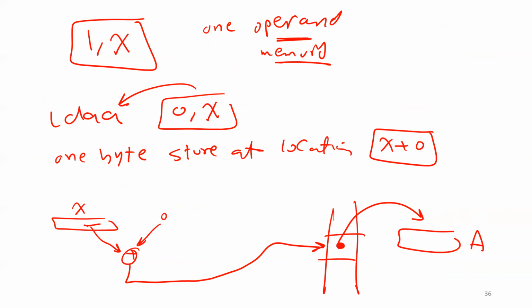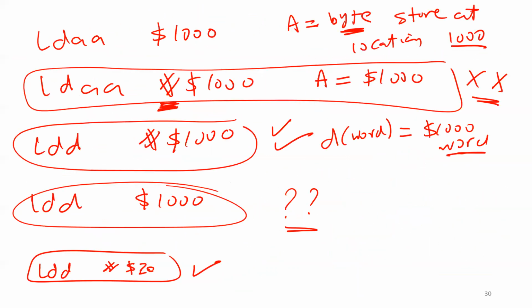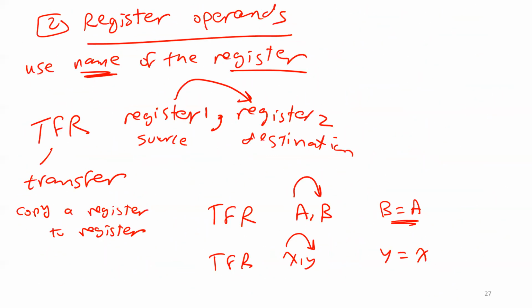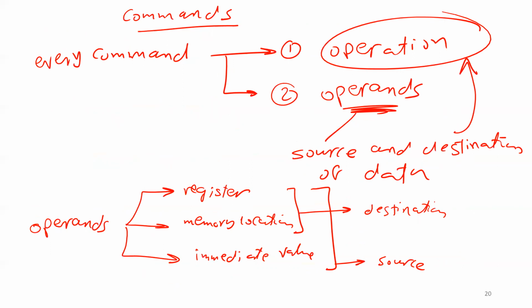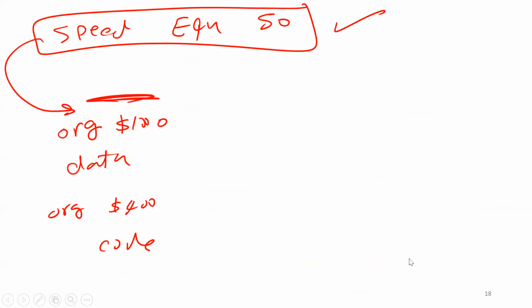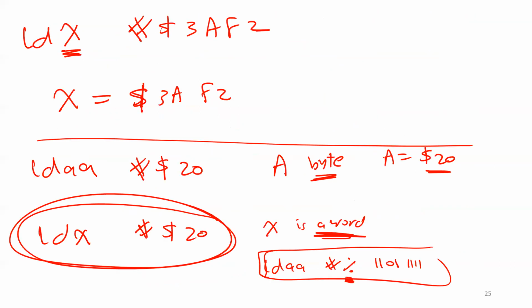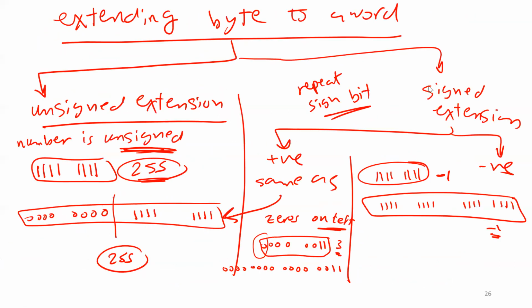Again, what does extension mean? Extension means I have a number. This number is stored in a byte. I want to get the same number, but stored in a word. Same number. Actually, the way we extend it is different if the number is signed or unsigned. If the number is unsigned, just put 0s on the left, and it should be okay.